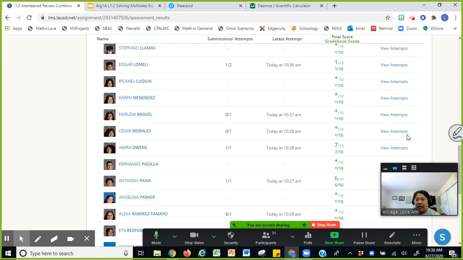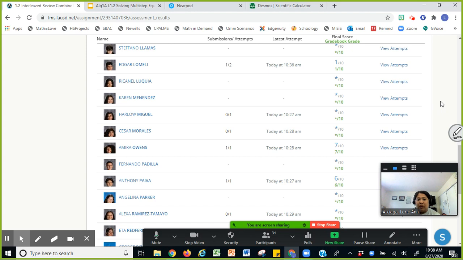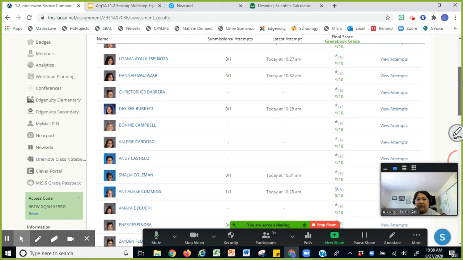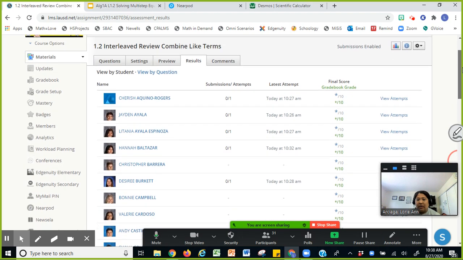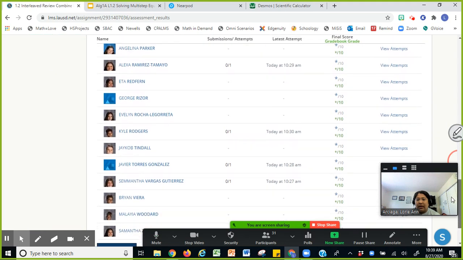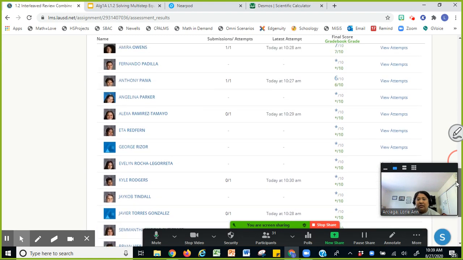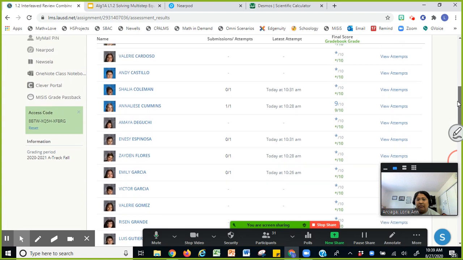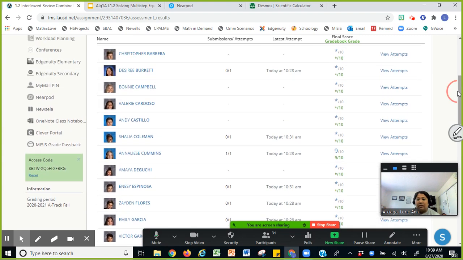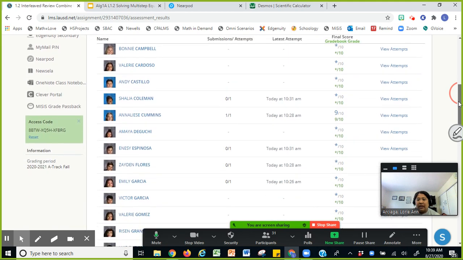Time is up. Did anybody else have difficulty opening the 1.2 interleave review? Because right now I only see a couple who have used their attempts. I can see on the spot whether you've started or submitted it, what your score is, and so on. Did anybody else have a hard time opening it? Because I want to know if there's something wrong with the system.